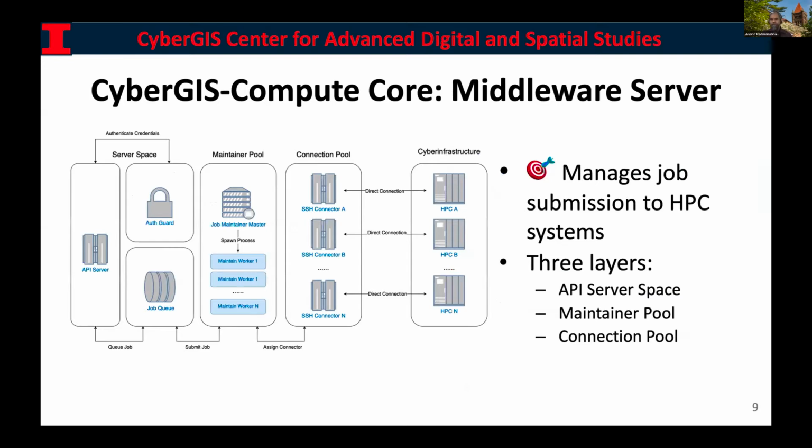So this is a little bit more detail about our middleware server. It contains mainly 3 layers. You can think about it as an API server layer, which is the one talking to the SDK and provides the API and handles the connections from the user side of things. Then there is a maintainer pool and the connection pool.